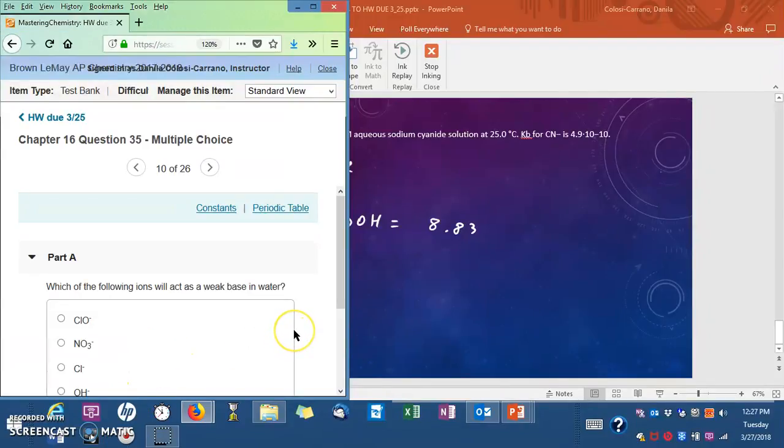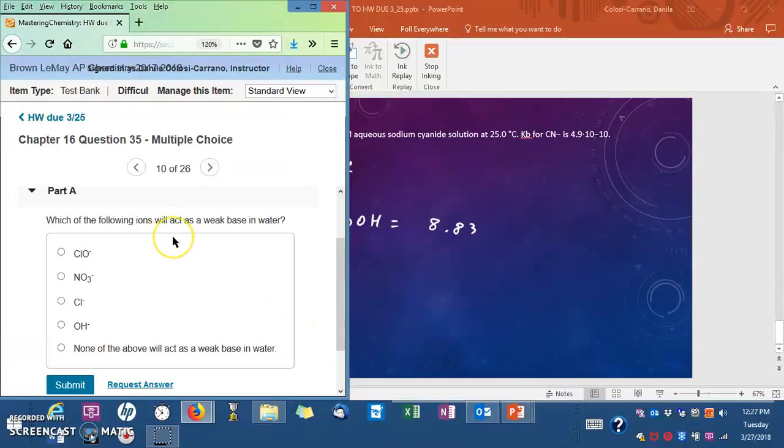Okay, which of the following will act as a weak base in water? So weak base, this is okay. Let's evaluate every single one of those. None of those, well, it could be, but let's see. Hydroxide, well, hydroxide usually is, so what does this do? We take the H to form water.